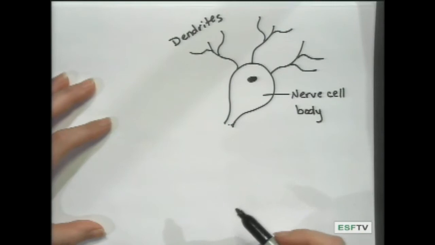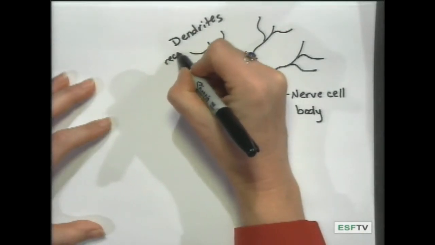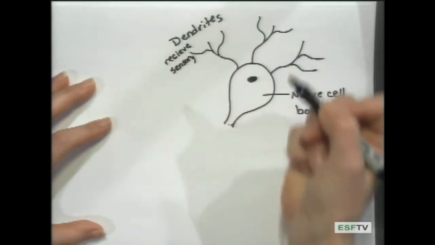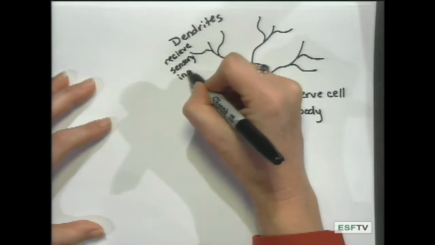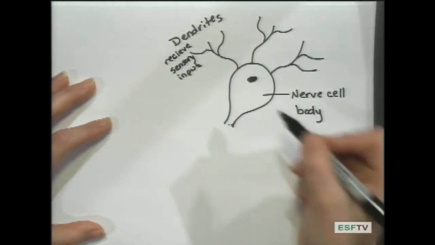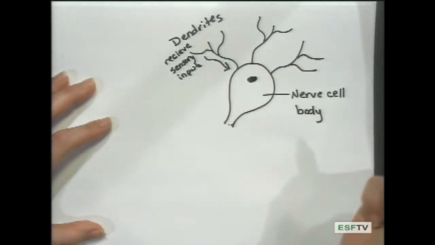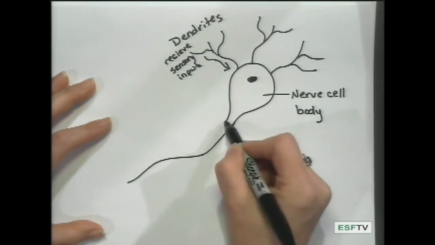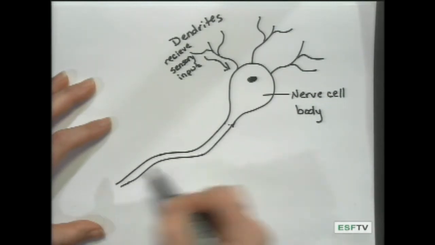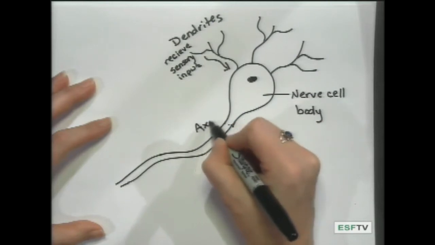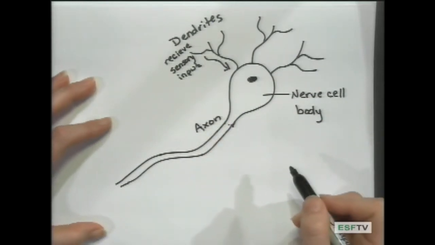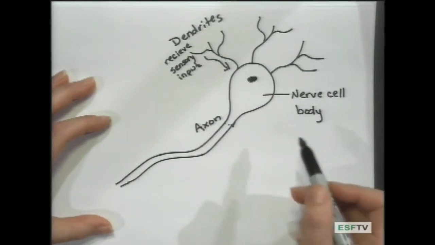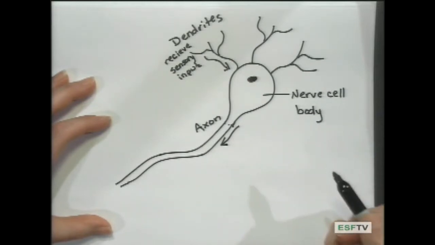And these dendrites are receiving sensory information, and they are transmitting it towards the nerve cell body. There's another process coming off of the nerve cell body, and this is called the axon. The axons are single long cytoplasmic extensions that conduct impulses away from the nerve cell body.